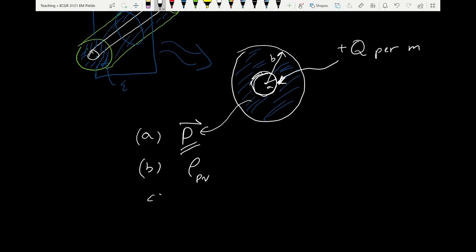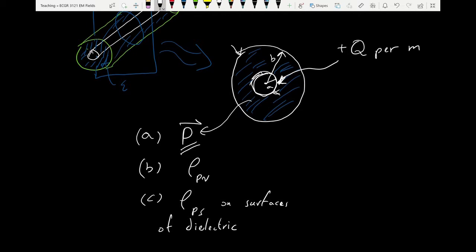And then the surface charge densities on the surfaces of the dielectric, right? On surfaces of dielectric. There are two surfaces in this case. There's the inner cylinder and then the outer cylinder.